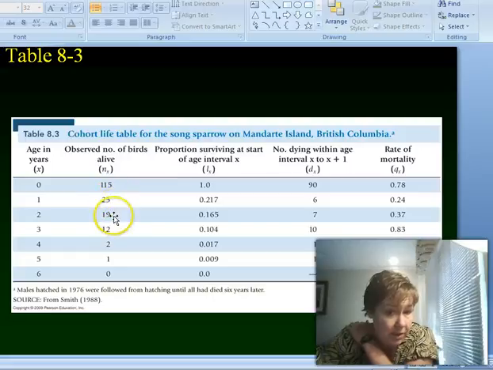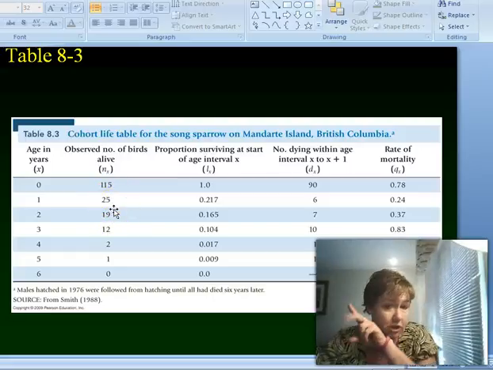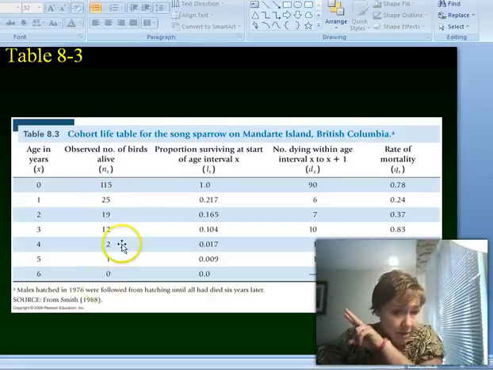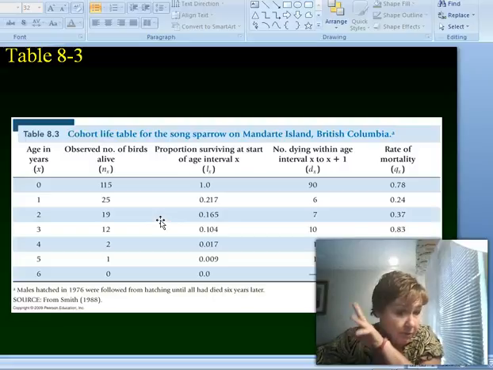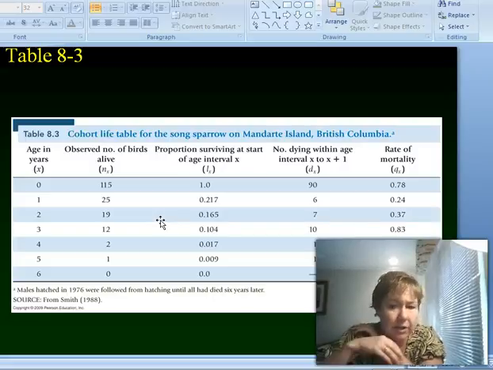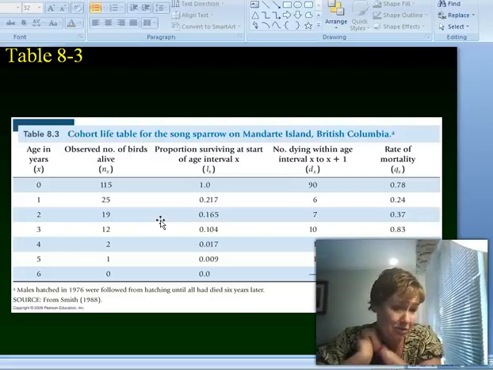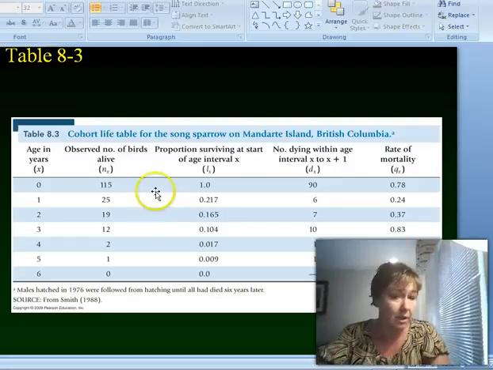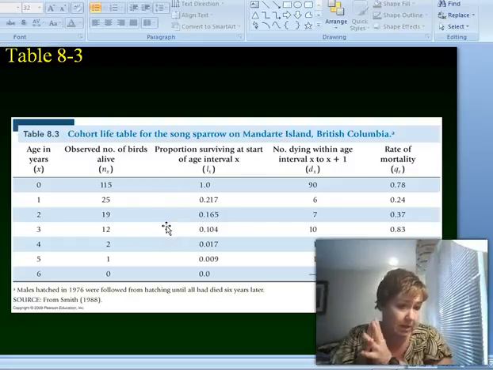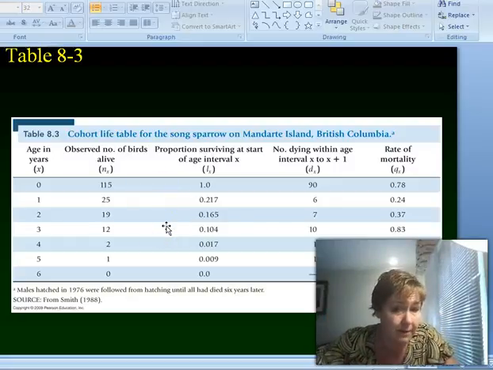But then actually they stayed fairly stable. From first year to second year, only 6 birds died. Then from second year to third year, only 7 birds died again. But then in the fourth year, 10 birds died. Almost all the birds died. The fifth year, there was only 1 bird left. And the sixth year, so you can kind of look at this and say, boy, the odds of you living to be a 6-year-old bird are basically 0. The odds of you living to be a 2 or 3-year-old bird are actually pretty good. So this is going to help you determine what your population is going to look like.